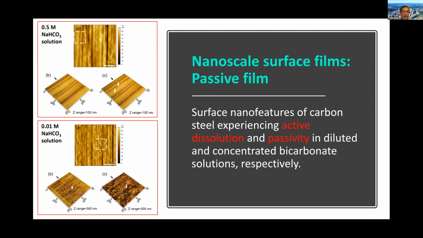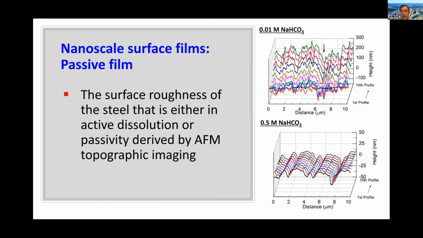So that's why the nanoscaled passive film can also suffer from different corrosion rates. And this can give you another one. We have the cross-section topographic pictures. That's showing you very different surface topographies when the film is formed in different corrosion solutions.